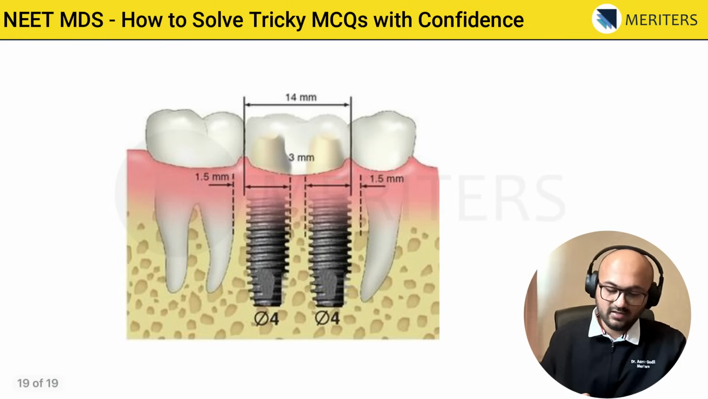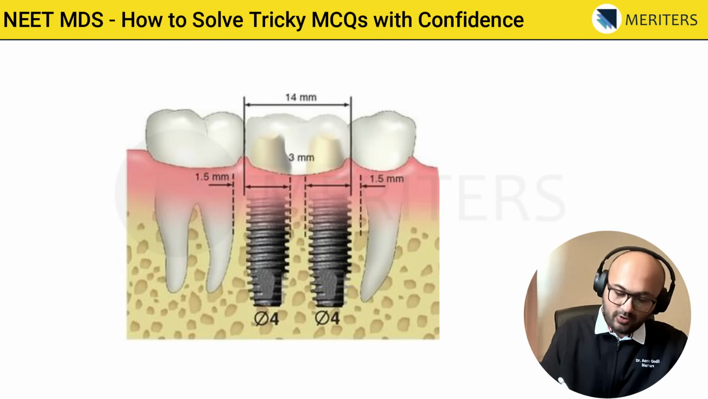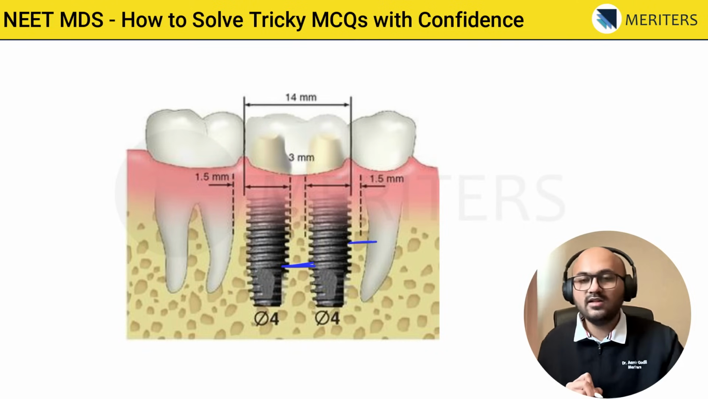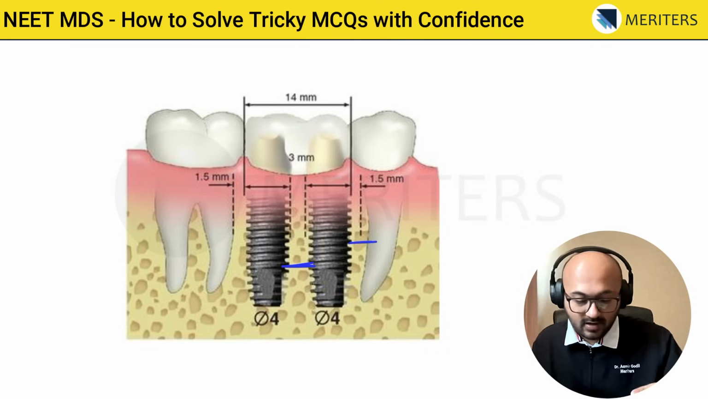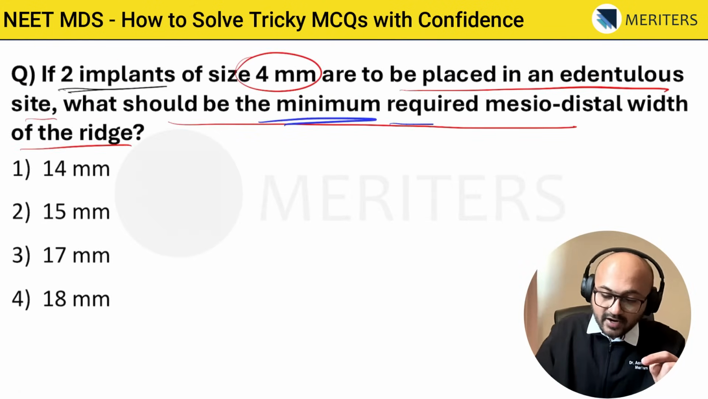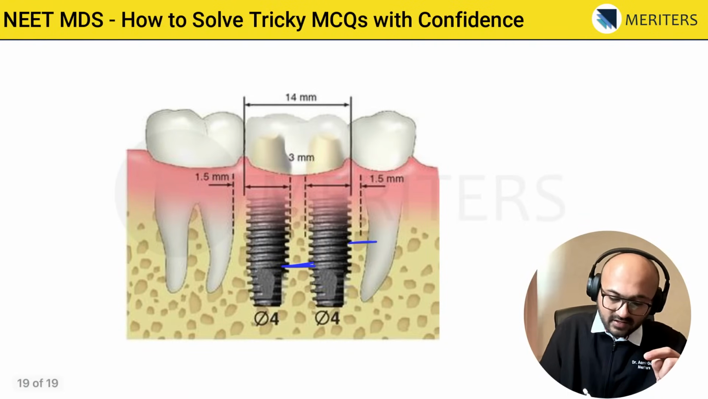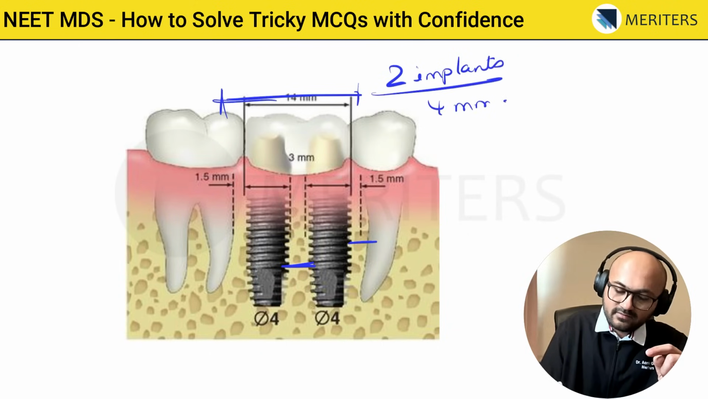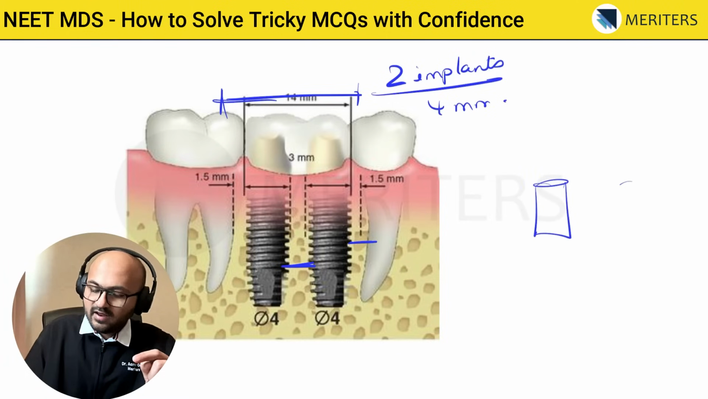What do I mean to say? That means between two implants, there should be a 3 millimeter gap. Between the tooth and the implant, there should be a 1.5 millimeter gap. The question is asking you what should be the minimum required mesiodistal width? What should be the width of this area if you want to use two implants which are 4 millimeter wide? So you have one implant and one implant.